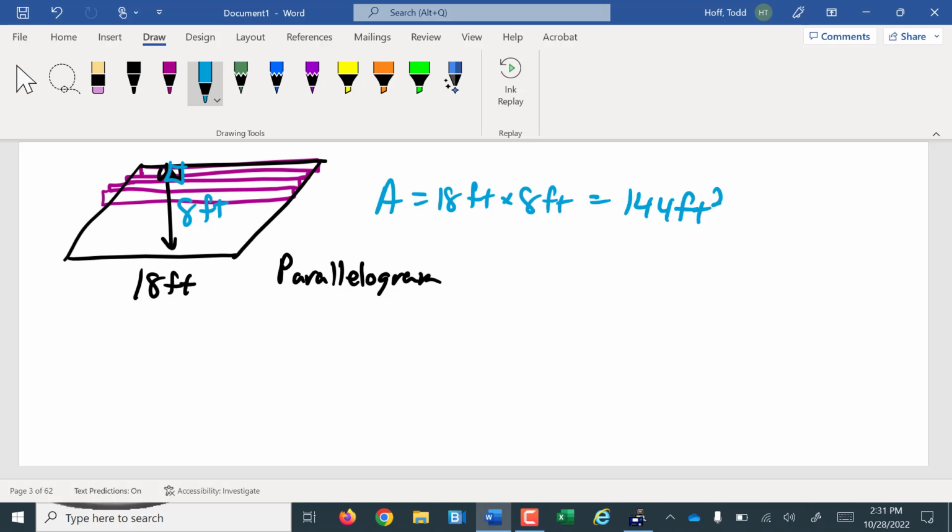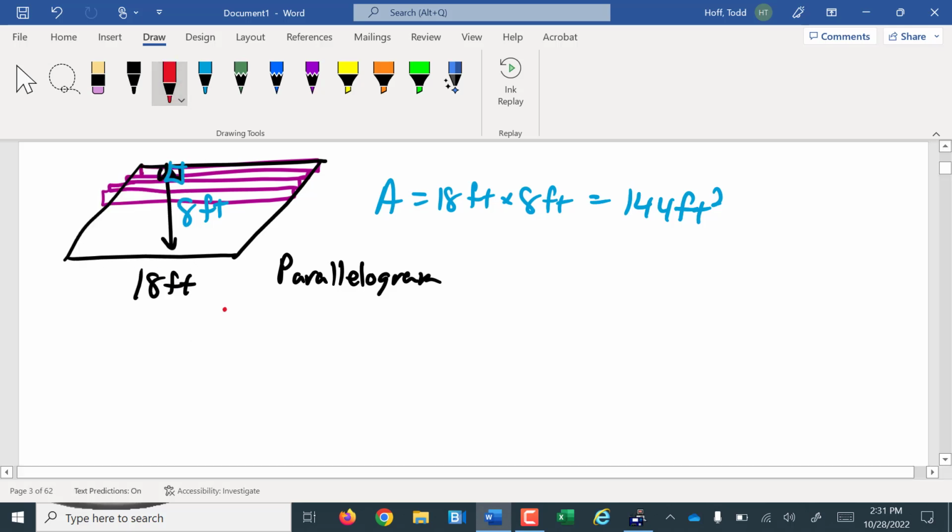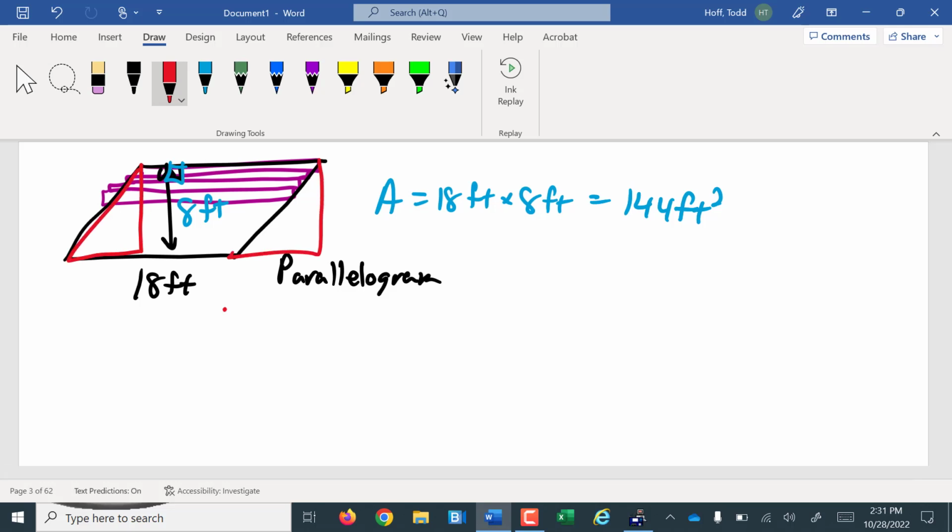Now you might say, well, that doesn't look much like a rectangle. It actually is. If I just cut this triangle off the end over here and put it over here, well, we now have a rectangle. And it makes sense. That's just the length times the width.